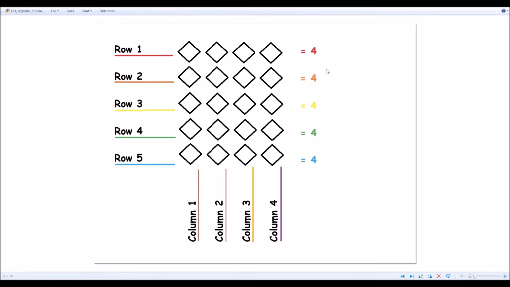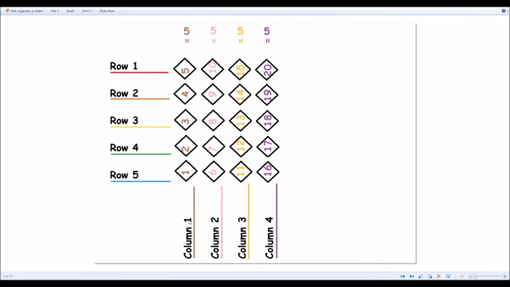You can see out to the side I've written my 4s to represent each one of my rows. Row 1 is how much? It's 4. Row 2 is how much? Again, it's 4. Row 3 is 4. Row 4 is 4. Row 5, there's 4.